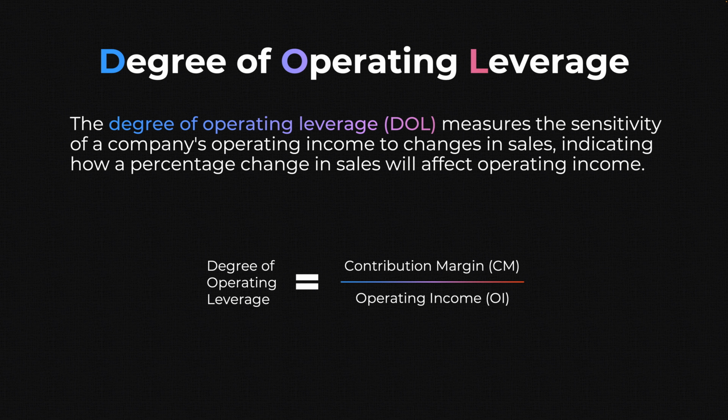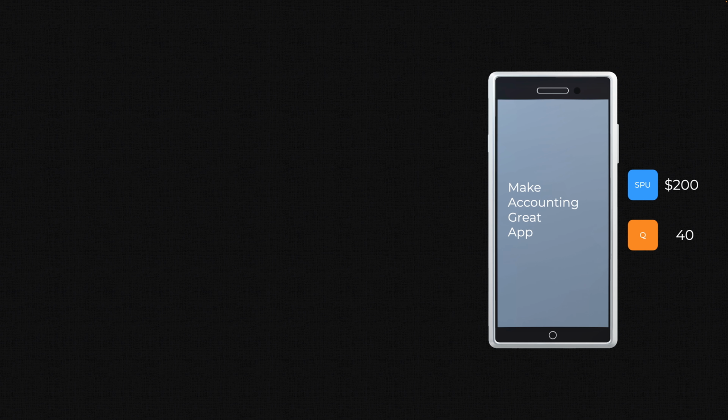Let's demonstrate with an example. We can imagine a business that sells an app, maybe for a phone. The app might be called the Make Accounting Great app. And this app has a selling price per unit of $200, and they expect to sell 40 units in the period. Maybe their service provider, who helps them develop, maintain, service, and host the app, gives them a few different options with respect to costing. Let's take a look at these different options.